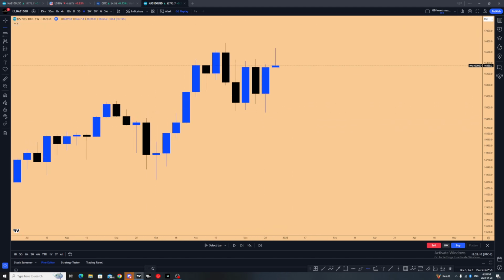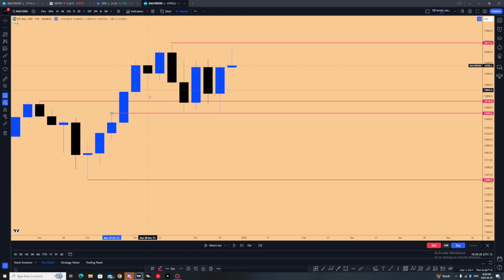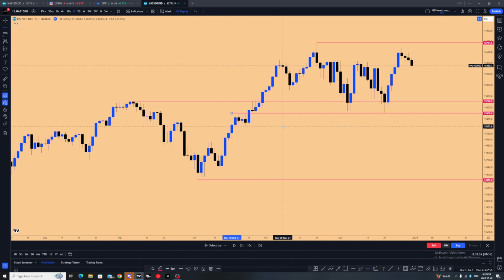Now this is on the weekly chart. This level, this level, this level, this level. I can identify these 4 levels on the weekly chart. Then we can go on the daily chart.